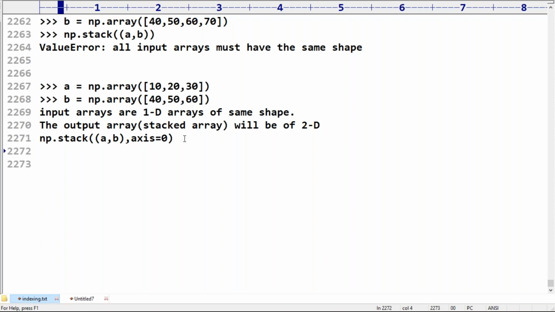In a 2D array, stack input arrays row wise. Correct, right? Row wise. Can you please stack all the input arrays row wise? All input arrays. Okay, that's all.